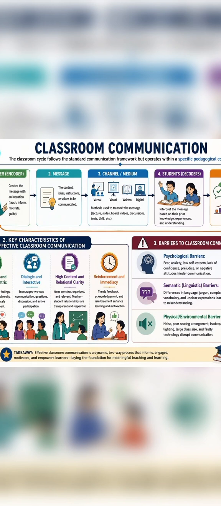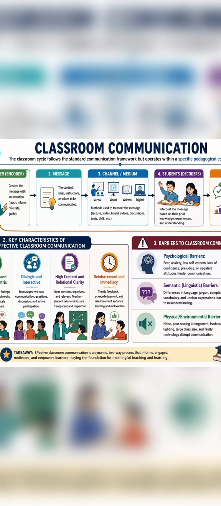Number two, message. This is the actual content, the ideas, the instructions, or the values that need to be passed along. Thirdly, we have the channel or the medium. How does the message travel? It can be verbal, visual, written, or digital. Example is, it's like choosing whether to text your friend, call them, or send a voice note. The medium changes how the message is received.